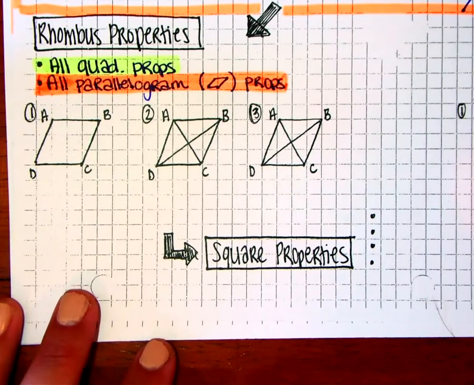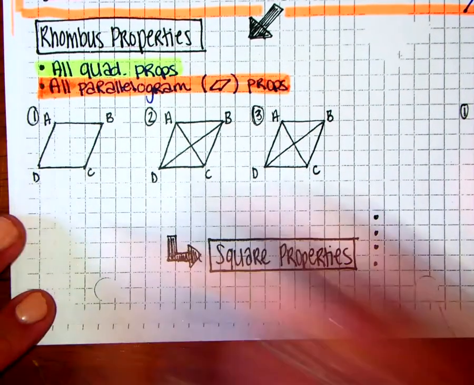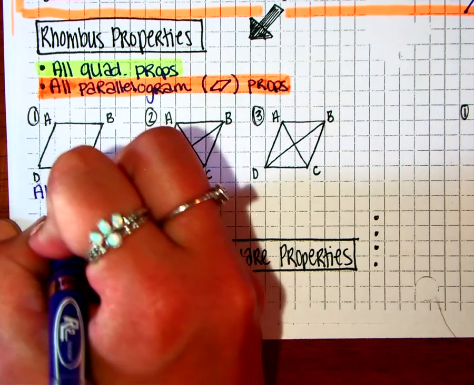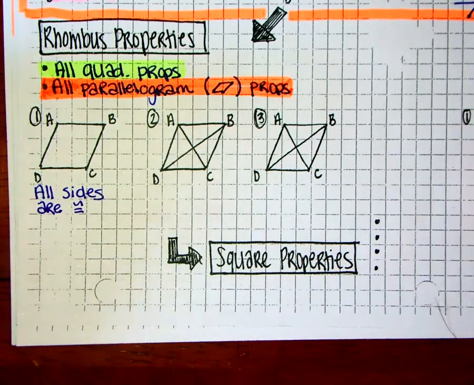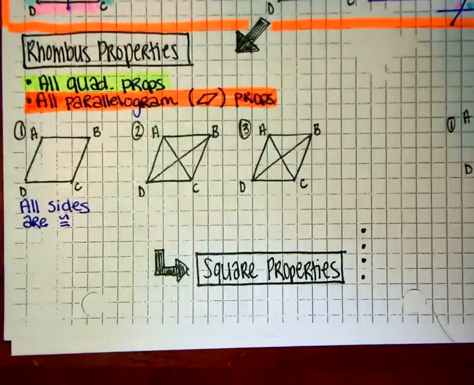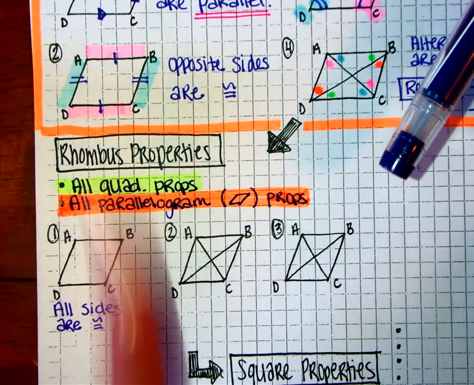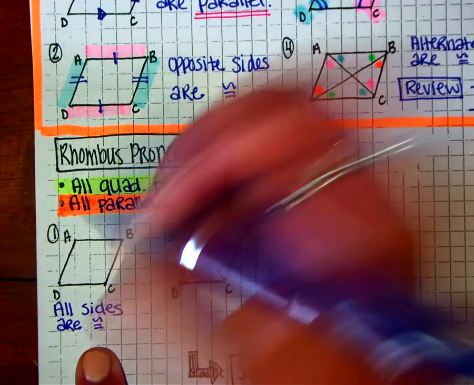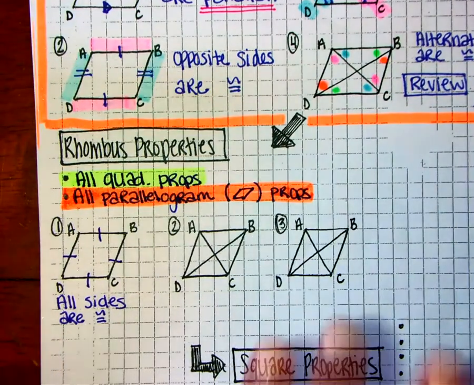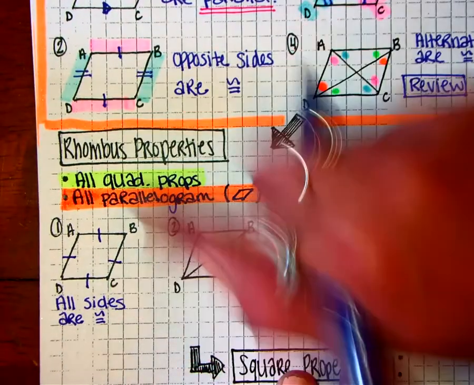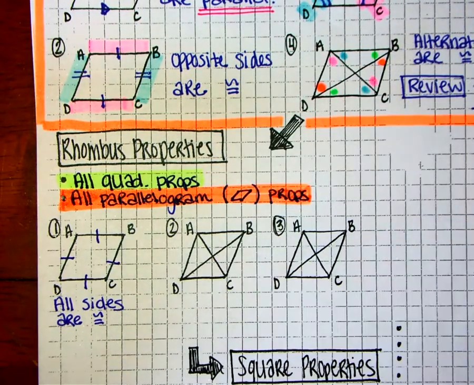However, there are 3 properties that are special to just rhombus. Those properties are: all sides are congruent. Now, just like in a parallelogram, the opposite sides are parallel and the opposite sides are congruent. So just like that second property that we learned, where the opposite sides are congruent, as you move down, rhombus makes that more specific. So the opposite sides, top and bottom, here and here. Instead of all opposite sides being equal, all of the sides are the same. So it takes that property and makes it a little bit more specific.